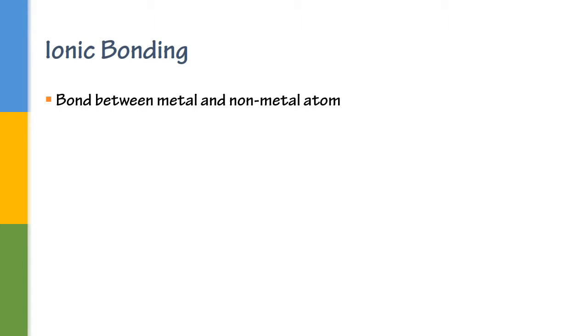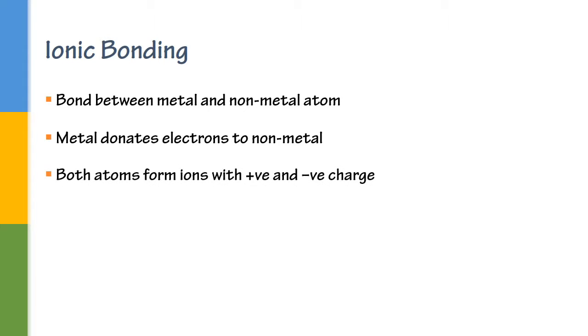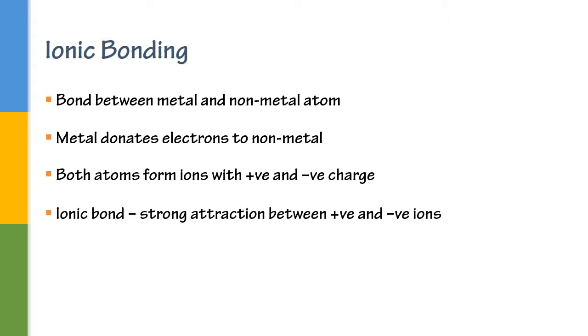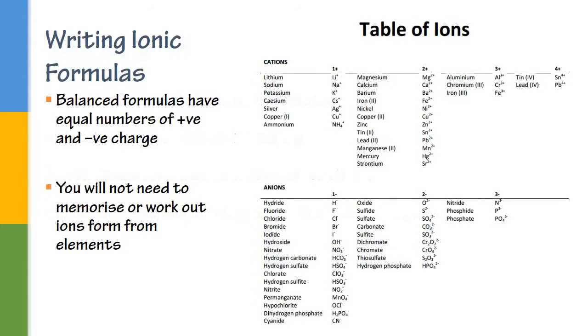So when ionic bonding actually occurs, it is a bond between a metal and a non-metal atom. The metal will donate some of its electrons, 1, 2, or sometimes 3, to the non-metal. Now both of these atoms will form ions with either a positive charge in the case of the metal or a negative charge in the case of the non-metal. Now, just like the two halves of a magnet, these ions, with their positive and negative charges, are very strongly attracted to each other. And it is this attractive force that actually forms an ionic bond. This is actually very strong. It can be broken, especially with ions that dissolve in water, but it is still a very, very strong bond that won't break without any help.